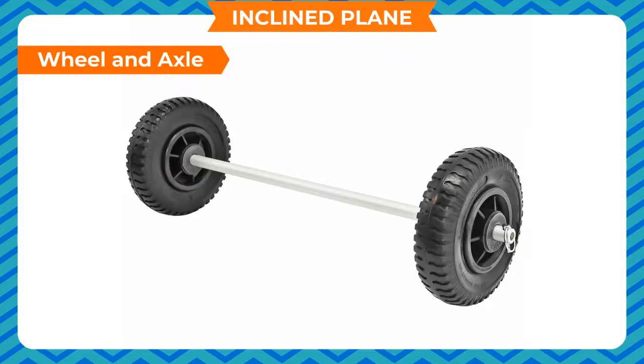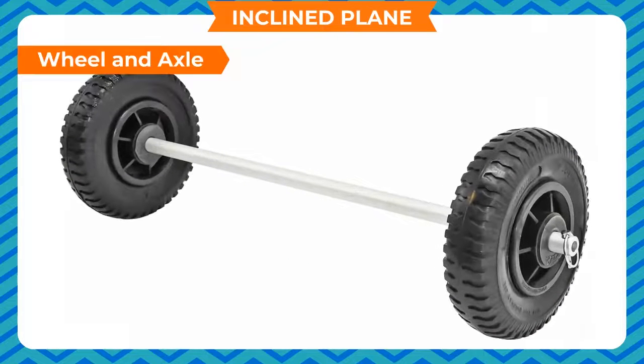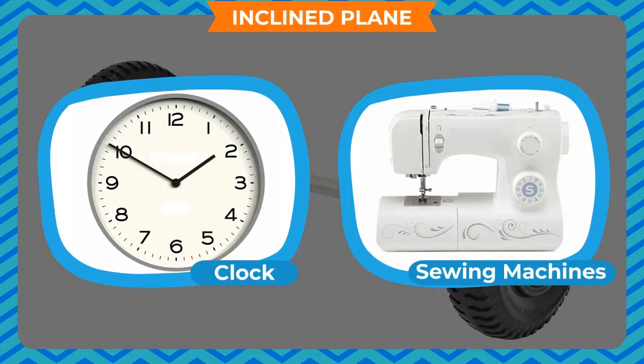Wheel and axle. We see many things around us in which wheels are used. We see wheels in vehicles and machines. A wheel and axle arrangement consists of a uniform rod known as axle with two wheels at one end. Most machines turn other parts in them through wheels. Clocks and sewing machines are the examples in which wheel and axle arrangement is used.